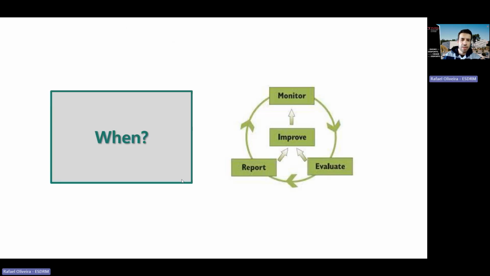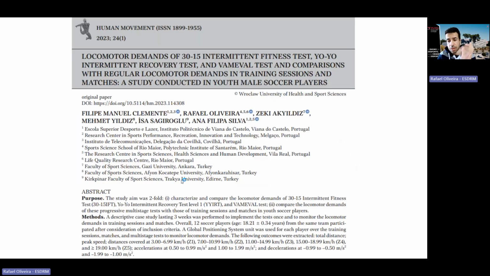So when should we do all of this? I already explained the part of monitoring because it's every day, but the assessments are not every day and should be periodical, during some specific times of the year. For instance, let me just say my opinion.